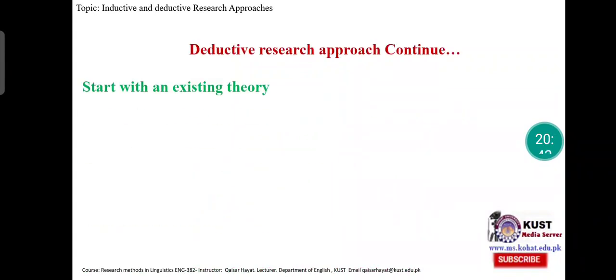Number 1. Start with an existing theory. Student, again and again I am repeating that if you don't have a theory, please avoid deductive. Otherwise, the first stage would be missed and you would not be in a position to carry out your research. So the deductive research method starts with the availability of theory, that you would have a theory in your hand and you would start with an existing theory.